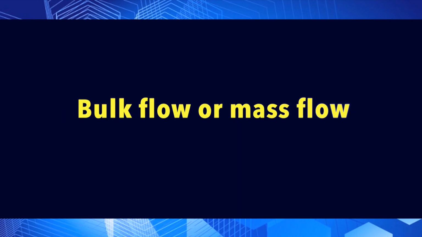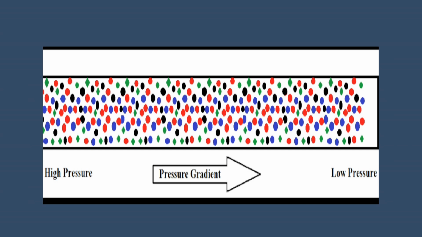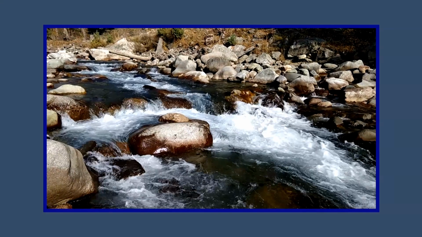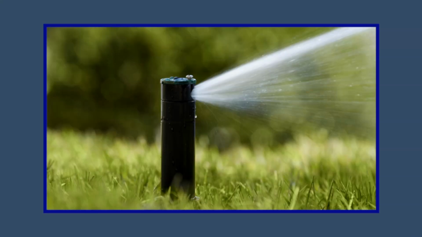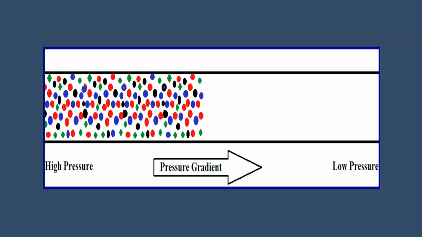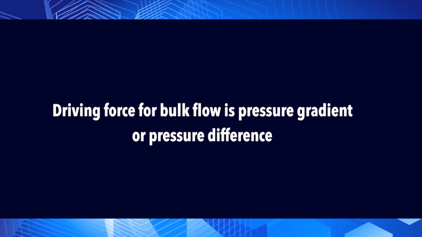Bulk flow or mass flow is the concerted movement of groups of molecules en masse, most often in response to a pressure gradient. For example, a river flowing, water running through the pipes. Bulk flow occurs down a pressure gradient. That is, the driving force for bulk flow is pressure gradient or pressure difference.